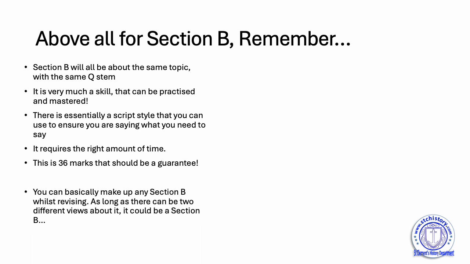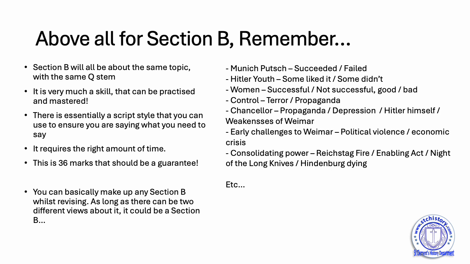Okay, so you can basically make up any section B whilst you're revising at home or whilst we're doing stuff in school, because we know that it's always going to be based on 2 interpretations. So I've got a couple of examples of topics that could be a section B, but there are almost unlimited. So we could have the Munich Putsch. One interpretation says it was successful, one says it failed. We know that. That would be a lovely section B. Obviously, you'd have a source that supports one as well as the other.